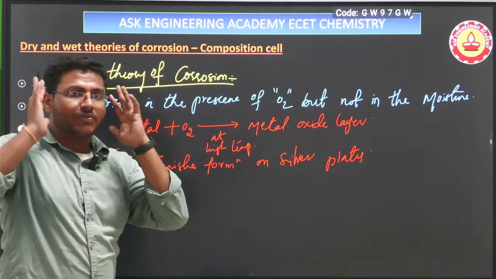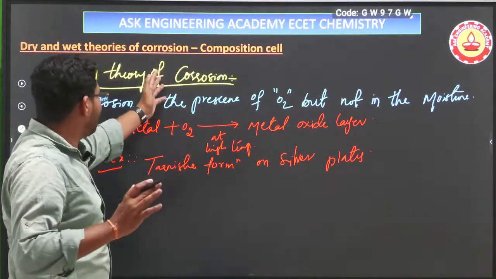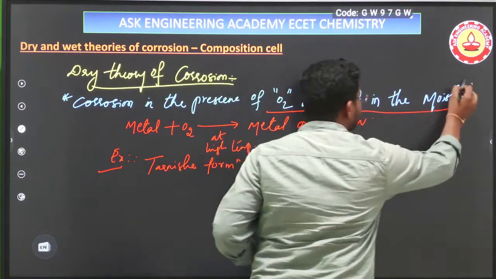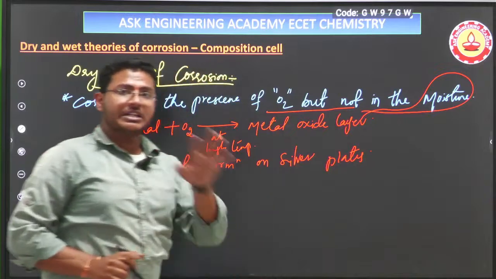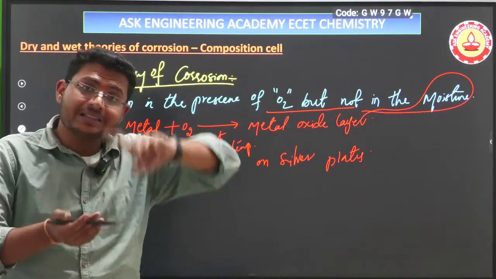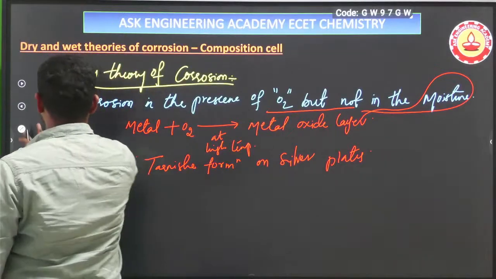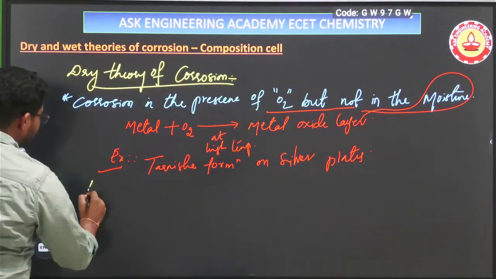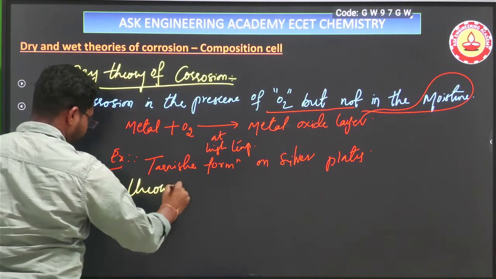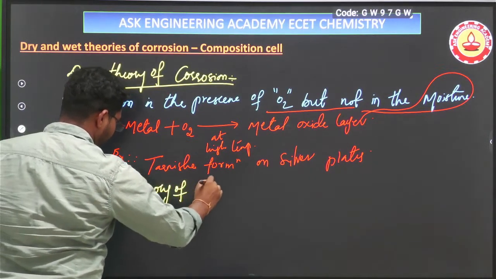The main thing you must remember in this concept is that in the absence of moisture, there is no moisture, that is dry theory. If there is moisture along with air, that is called wet theory. Simple. Now I am explaining wet theory of corrosion.